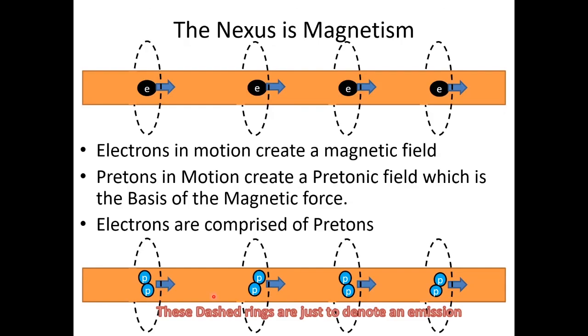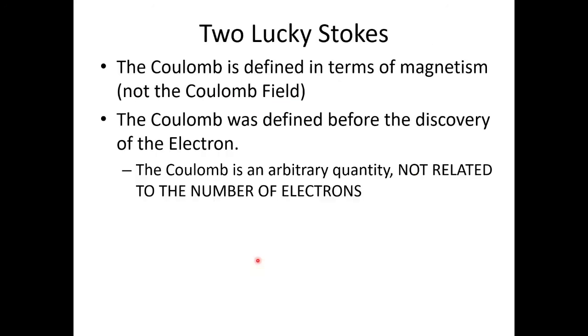The nexus works out to be magnetism, because electrons in motion create a magnetic field, and pretons in motion create a pretonic field, which is the basis of the magnetic force. And because electrons are comprised of pretons, we can correlate these two. And don't mind these little lines here. I just cut and pasted the picture. These aren't the shape of a pretonic field. This is just a schematic diagram.